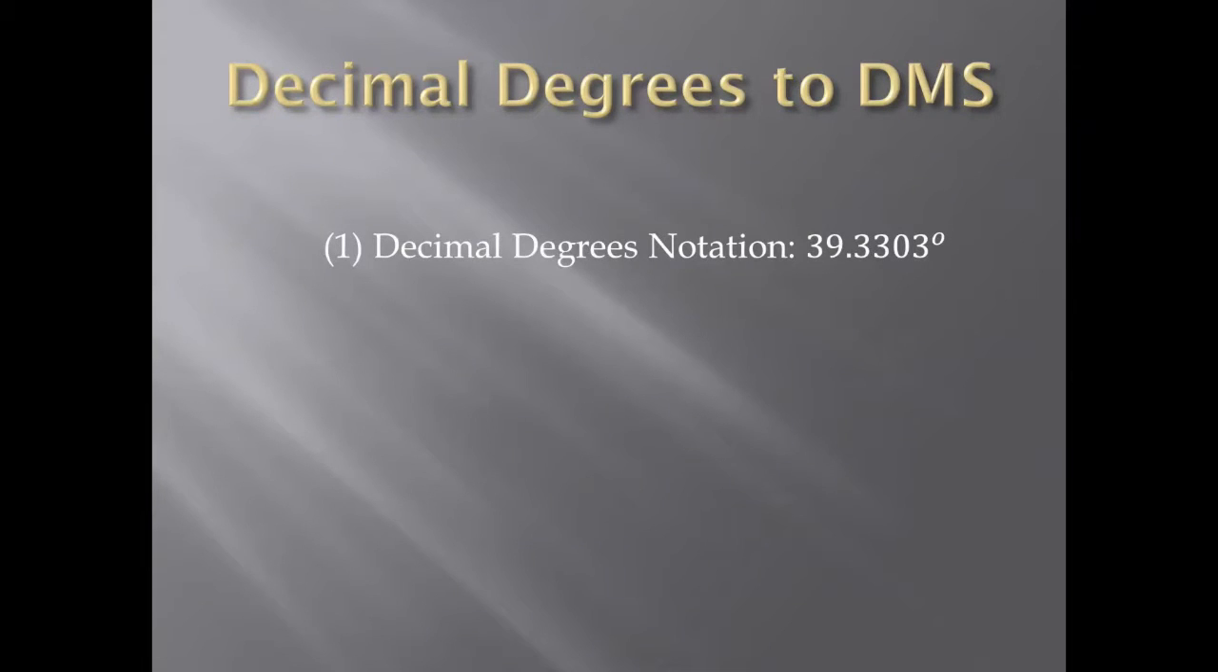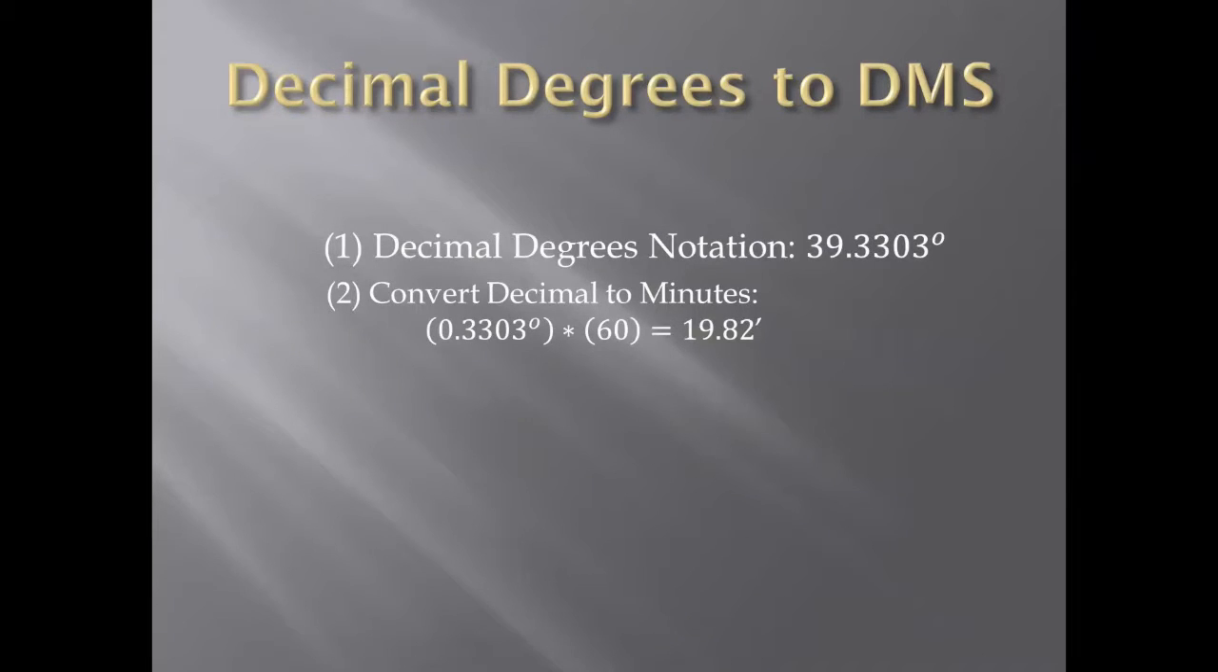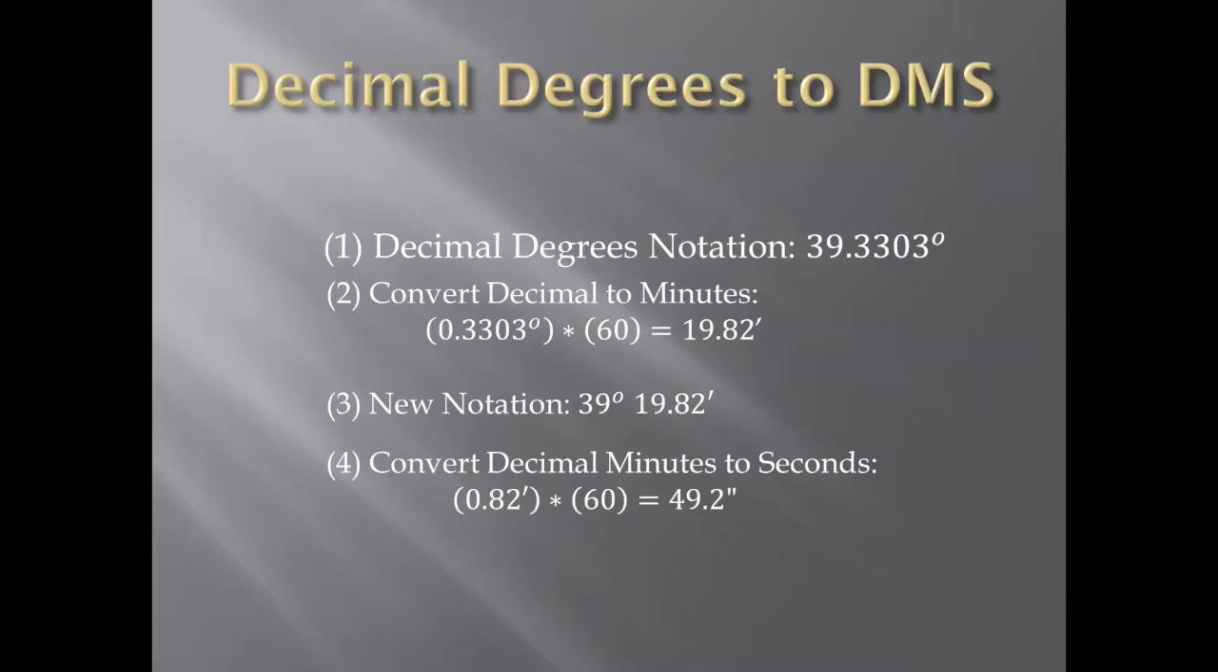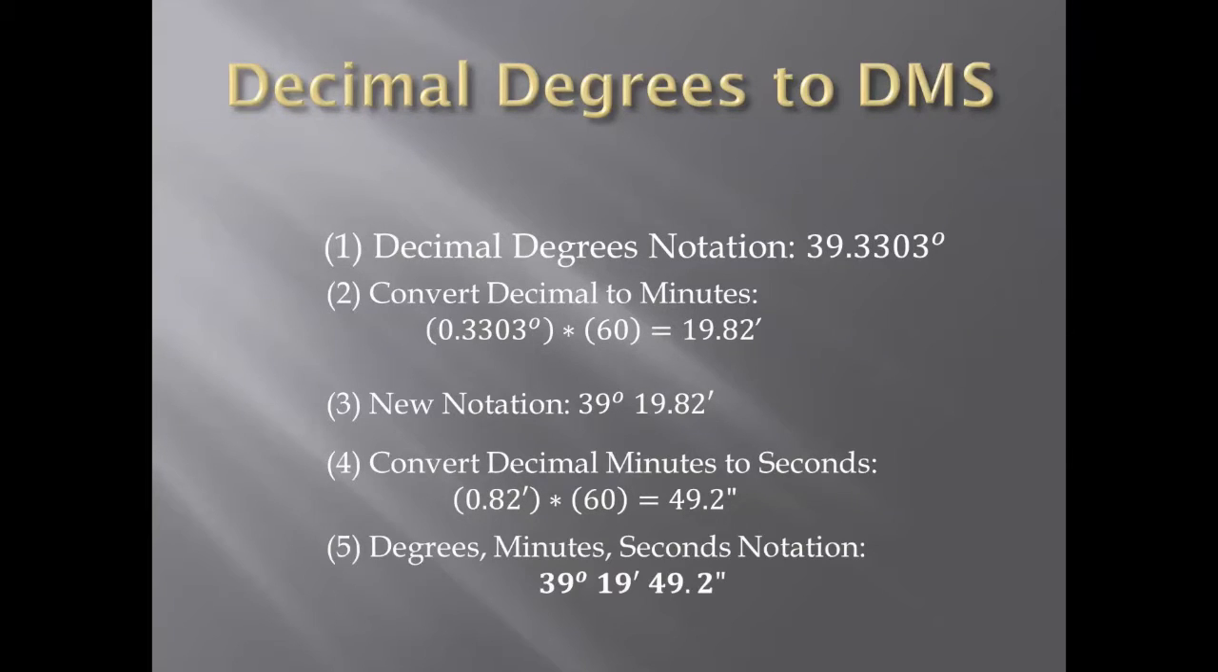Let's go the other direction. Let's convert decimal degrees to degrees, minutes, seconds. To convert decimal degrees to minutes, we take 0.3303 degrees and multiply by 60. This gives us 19.82 minutes. At this point, the new notation would be 39 degrees and 19.82 minutes. Finally, we need to convert decimal minutes to seconds. We take 0.82 minutes and multiply by 60 to get 49.2 seconds. Finally, our new notation in degrees, minutes, and seconds is 39 degrees by 19 minutes by 49.2 seconds.